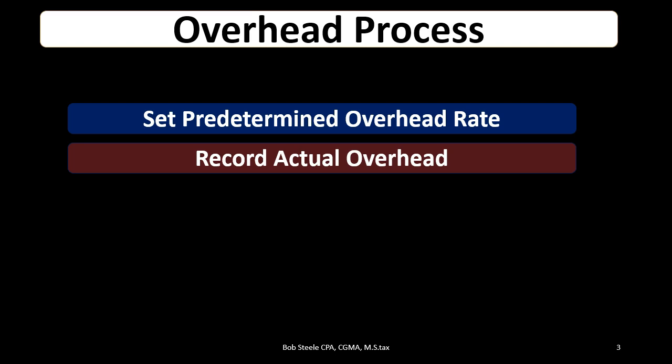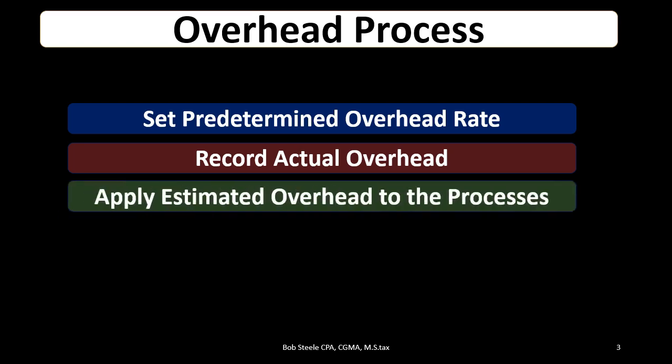And then we're going to record actual overhead, so we'll actually enter the overhead that will be incurred throughout the month. This is not an estimate. We don't have to estimate what the actual overhead is. The reason we need to put it in overhead and not to a particular process is because we don't know which process to apply it to, and there might be some timing issues as to when we should apply them out. And then we're going to apply the estimated overhead to the process. So we're going to use some type of rate to apply out the estimated overhead to the proper process.